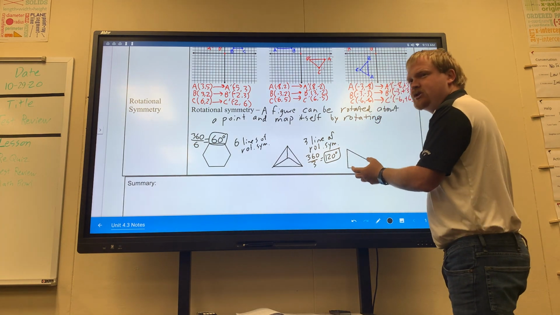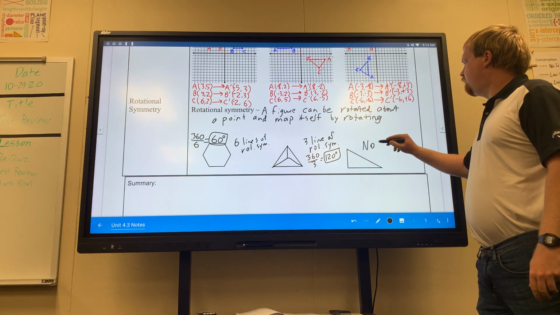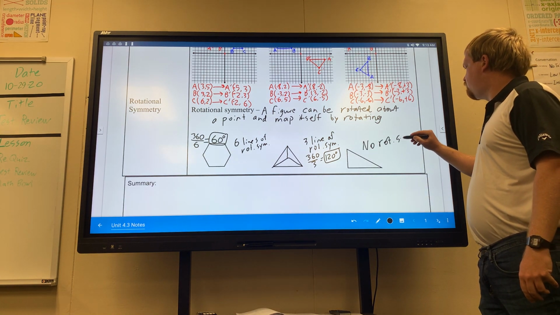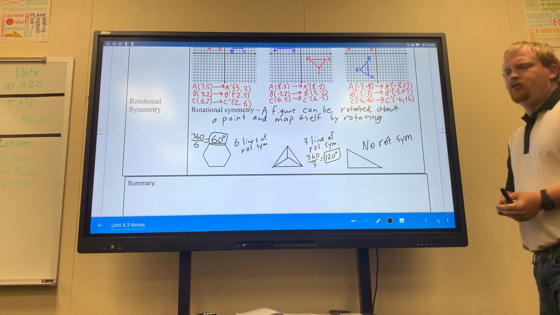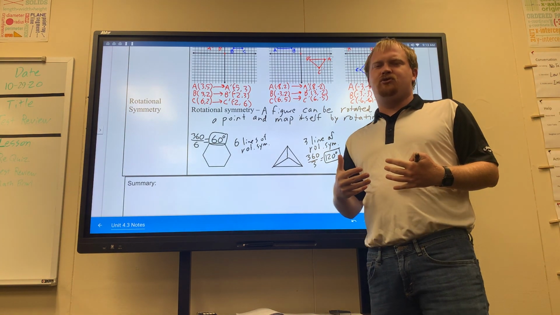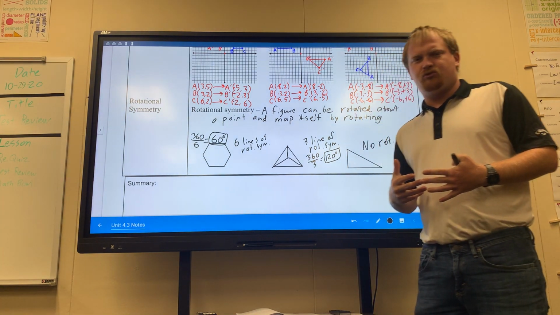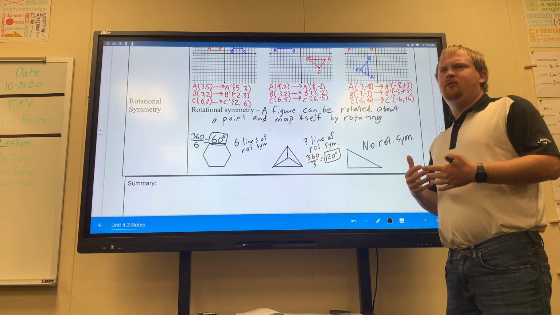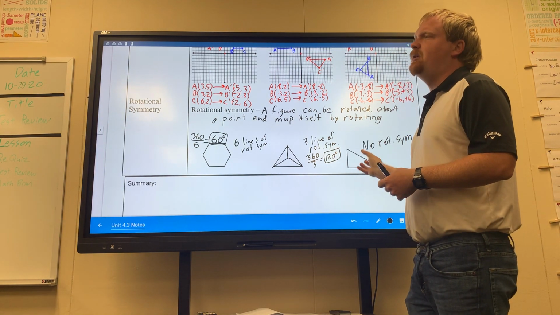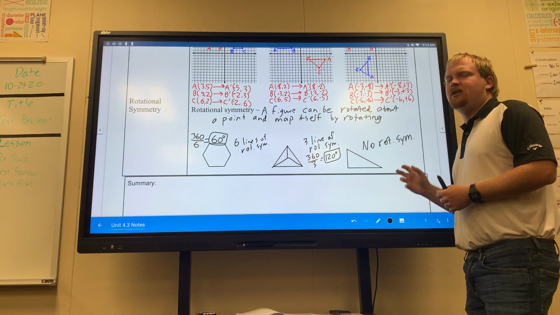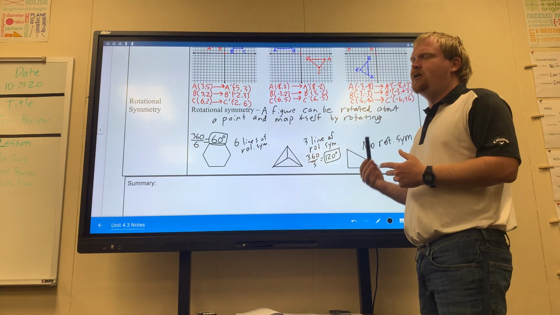Now, if I rotate this figure, it's not going to map itself until it actually gets to the original position. So there really is no rotational symmetry for this right triangle. So there are figures that have rotational symmetry, but there are also figures that don't. But the key is that if you were to imagine rotating it, it would actually map itself. That's what you want to look for. Are you able to map itself on the rotation?